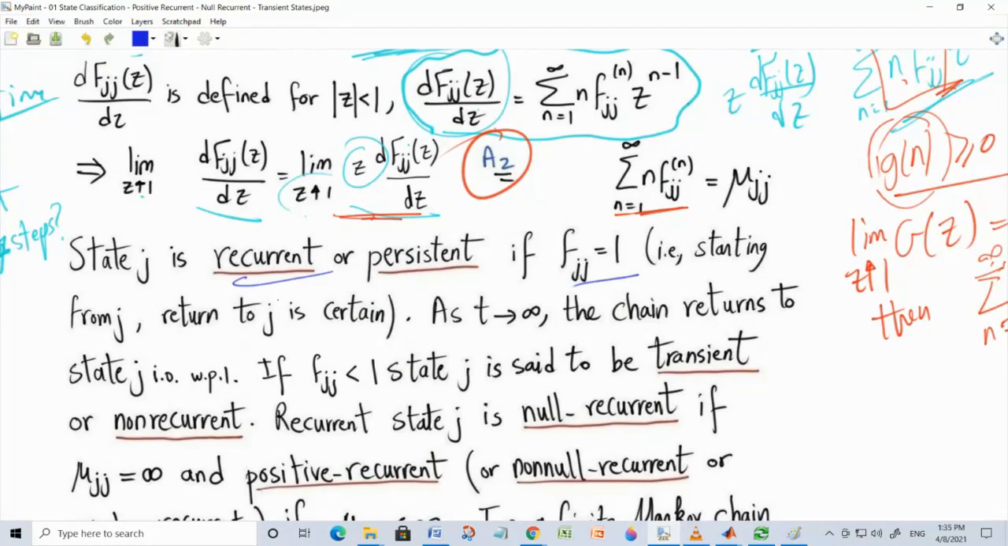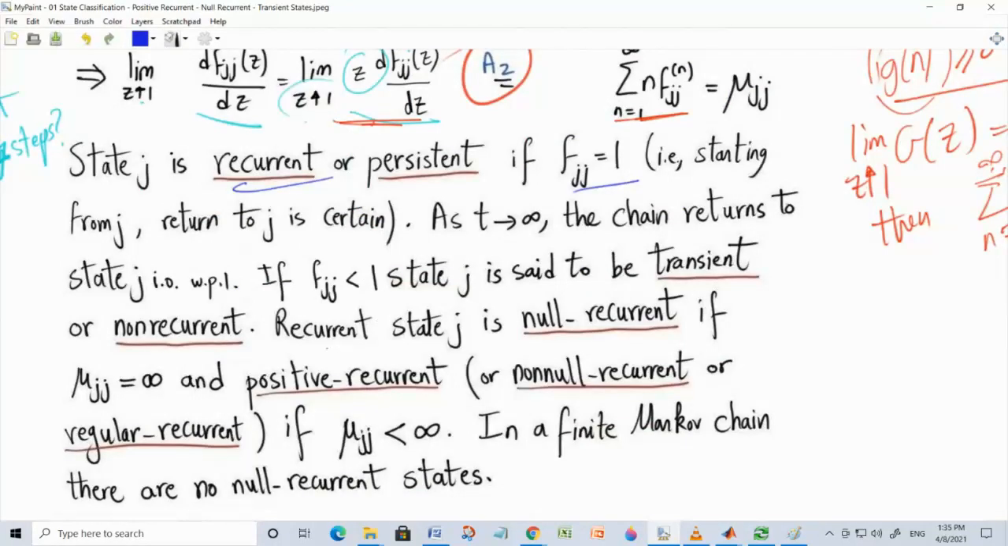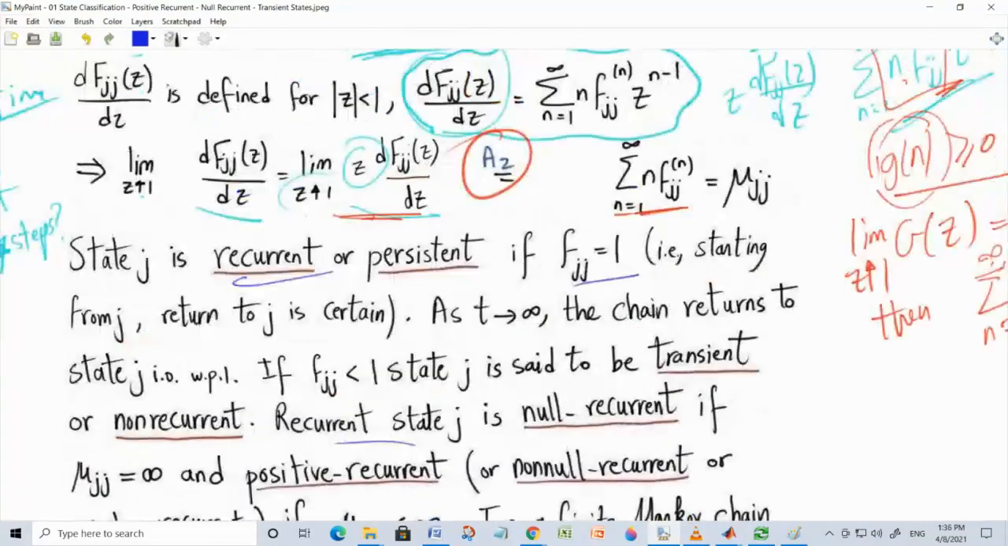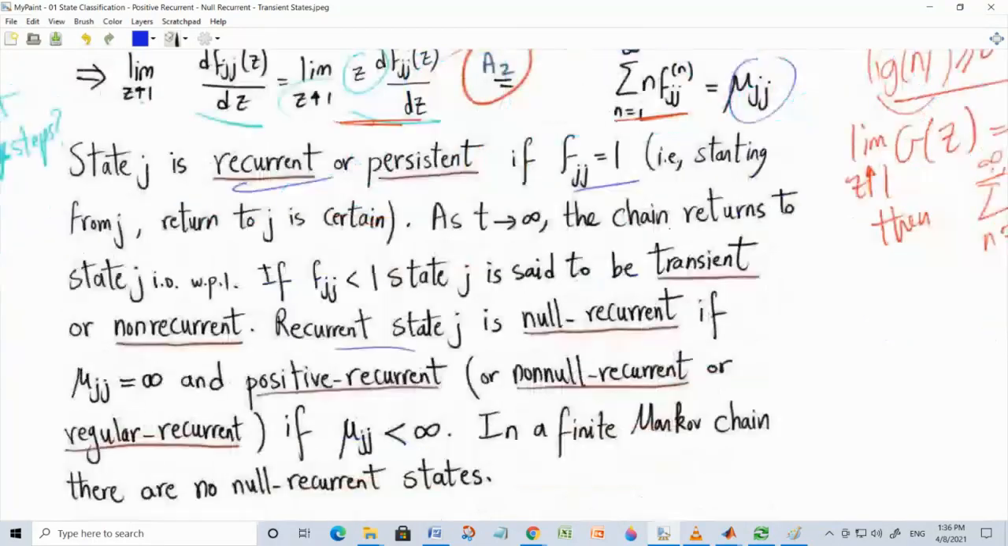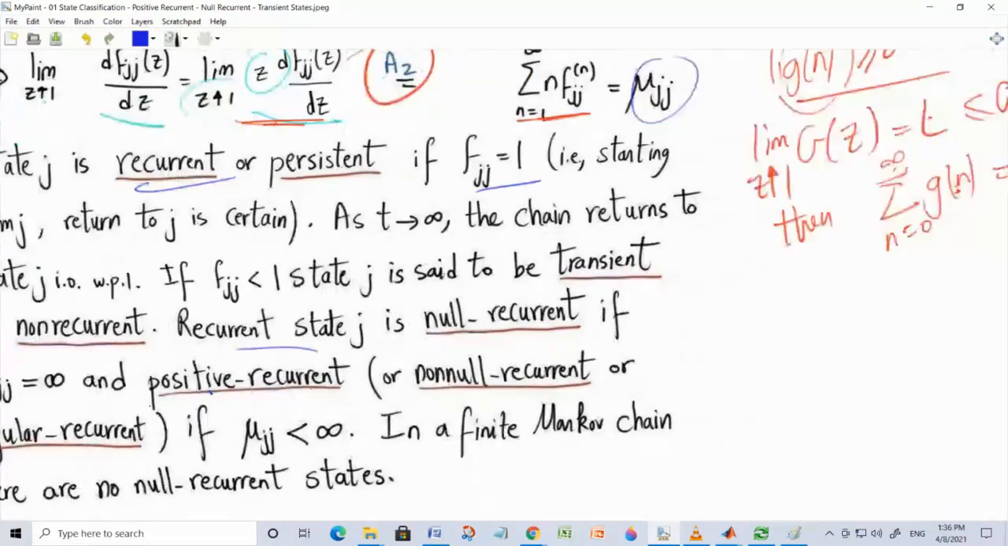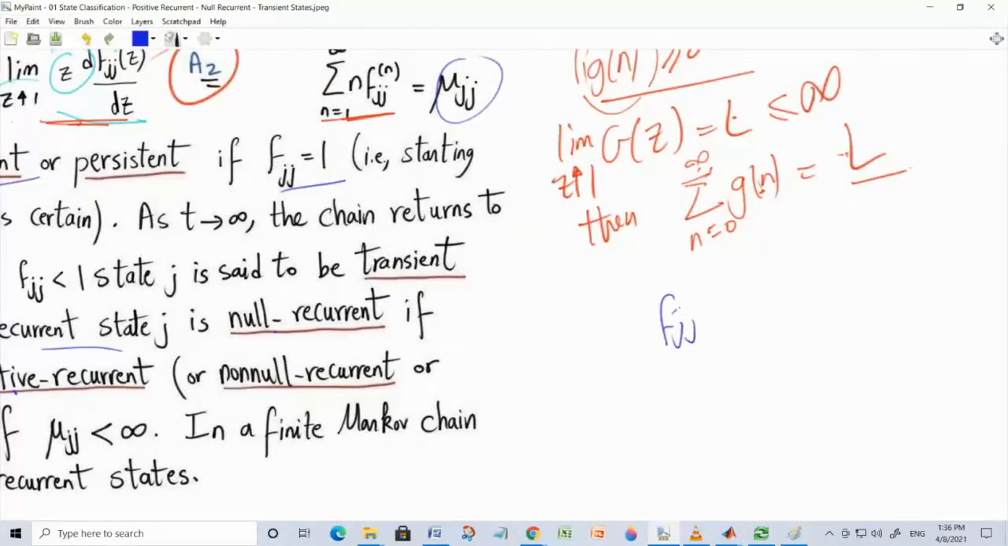However, recurrent states come with two flavors, depending on what the first moment is. Is the first moment some finite positive number, or is it plus infinity? If it is plus infinity, then we say that the state is null recurrent. If the first moment is finite, then we say that the state is positive recurrent. Some references say regular recurrent. So here is the definition.